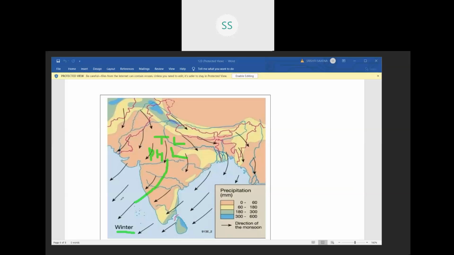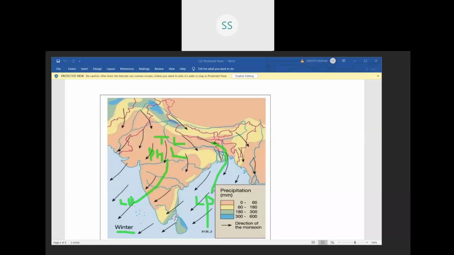Where is low pressure now? Low pressure is on the water bodies. In comparison to the land, low pressure is there on the water bodies, children. In the same way, on the Bay of Bengal, there will be low pressure. Now, because there is low pressure on the water bodies, the winds will blow in winter from land to sea. You can see they are blowing from land to sea.